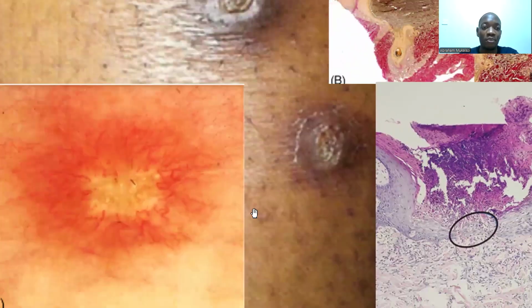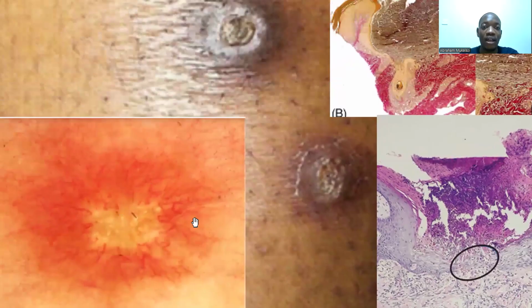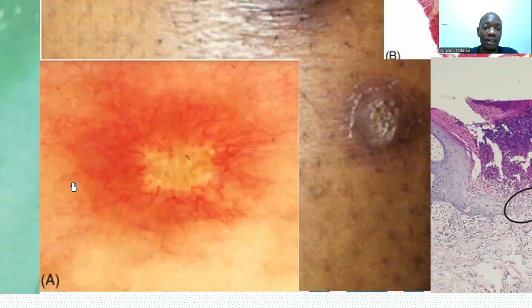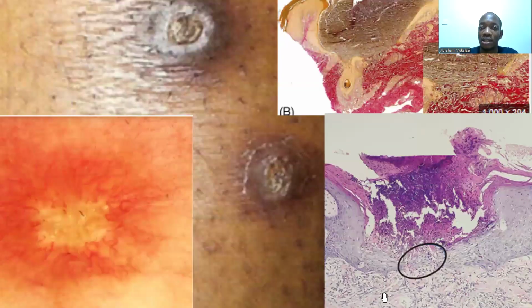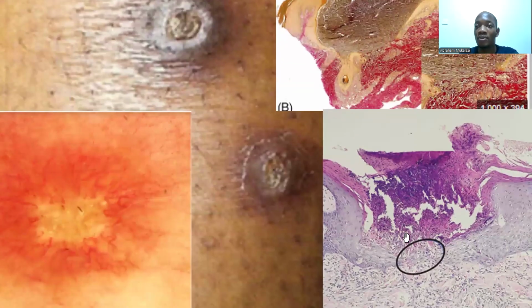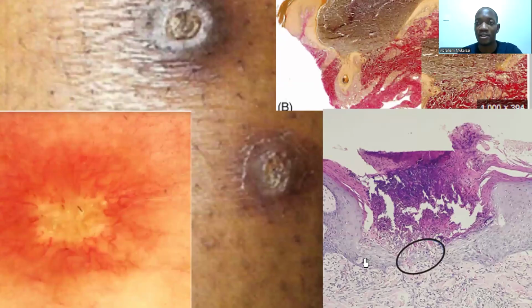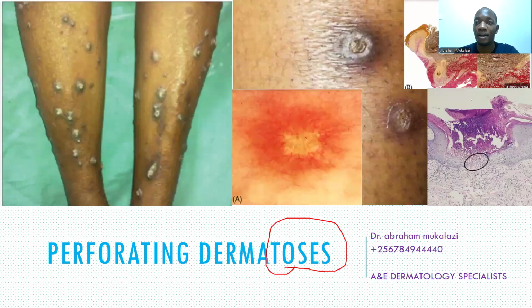When you do dermoscopy, you'll see the central core here, with surrounding telangiectasia or even blood vessels and erythema. Then when you do a histology, this is the picture I shall be looking at, and we are going to explain which particular disease processes or conditions can give you this type of picture of skin lesions. I am Dr. Abraham from A&D Dermatology Specialist.